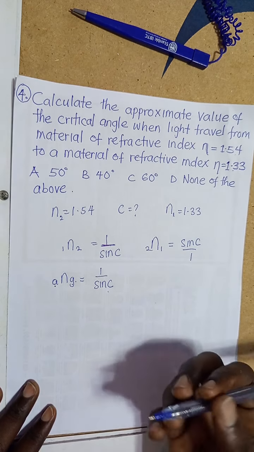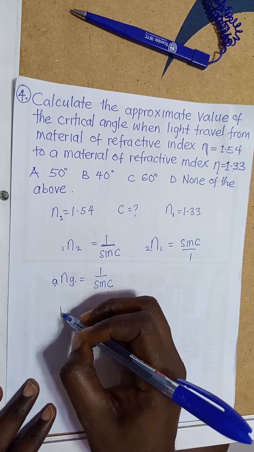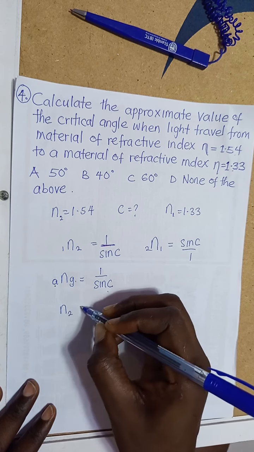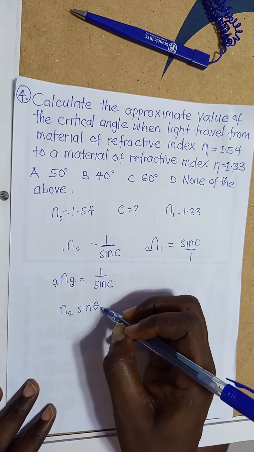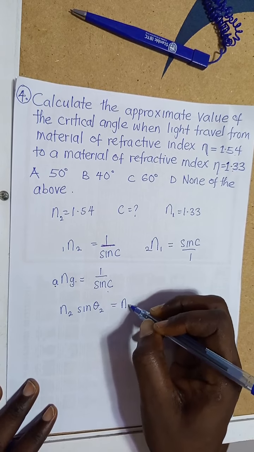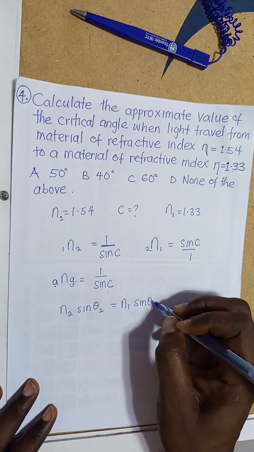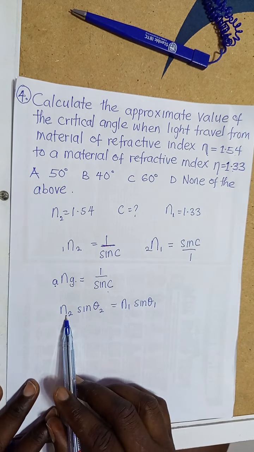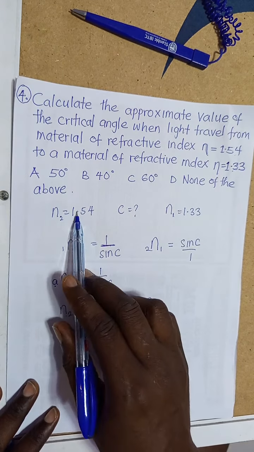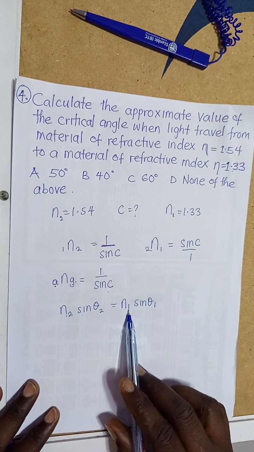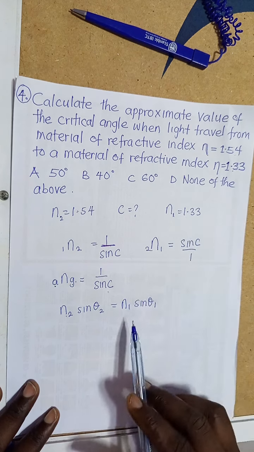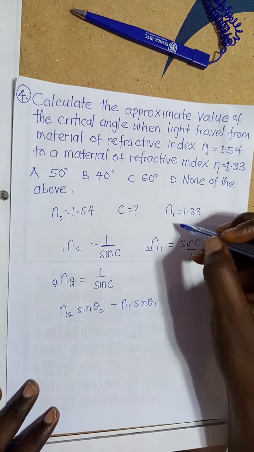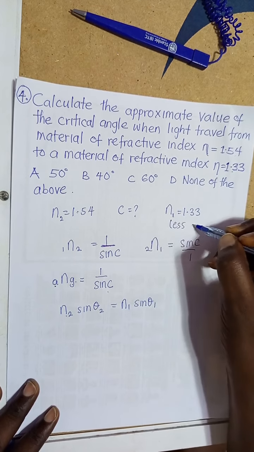Now, if you don't want to use that formula, you can use n2 sine theta 2 equals n1 sine theta 1. This one has a higher refractive index, which is 1.54. This one has 1.33. That means this one is less dense.